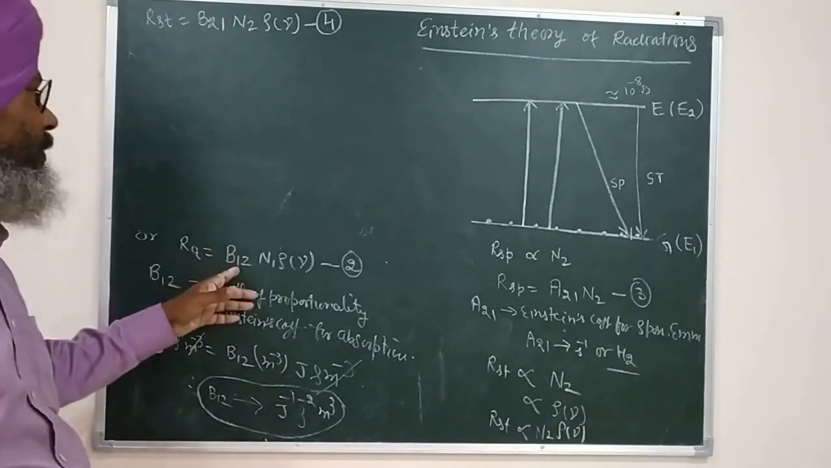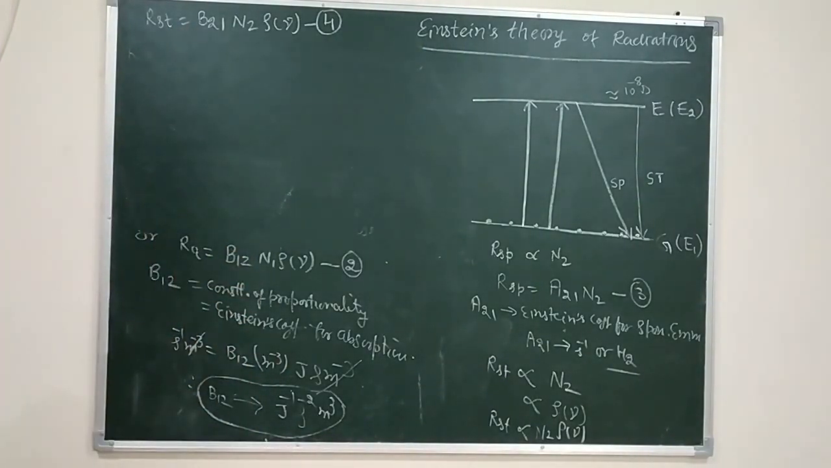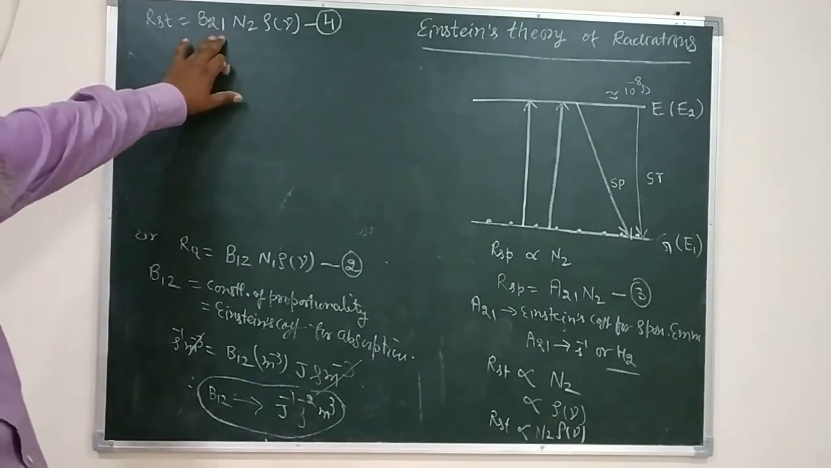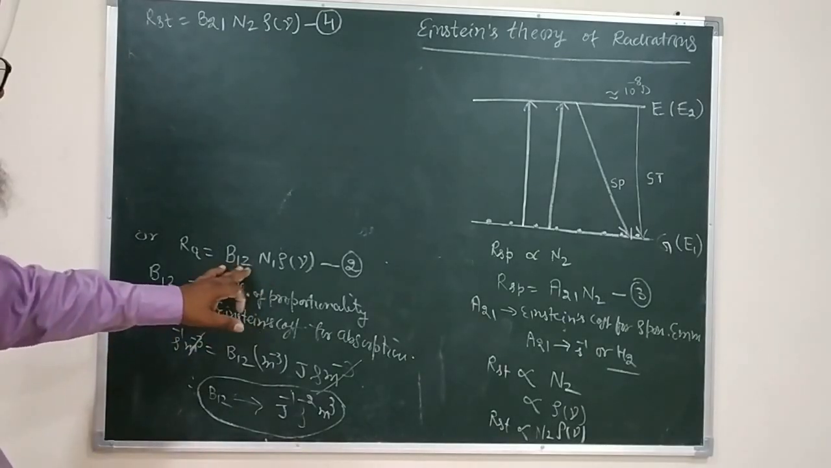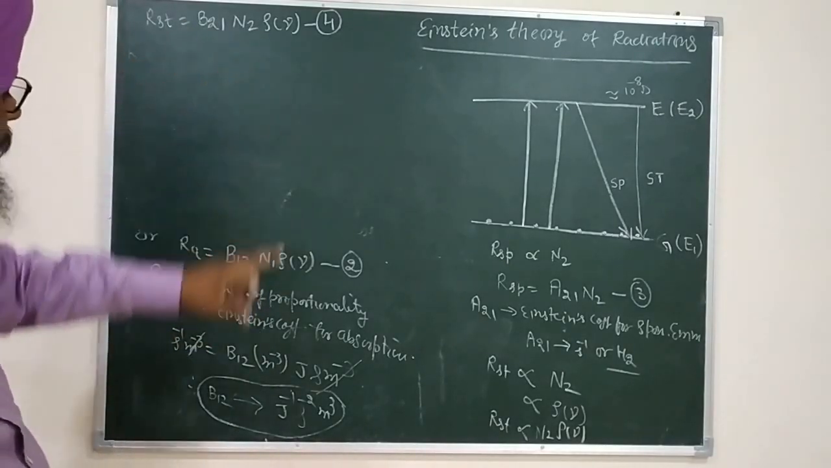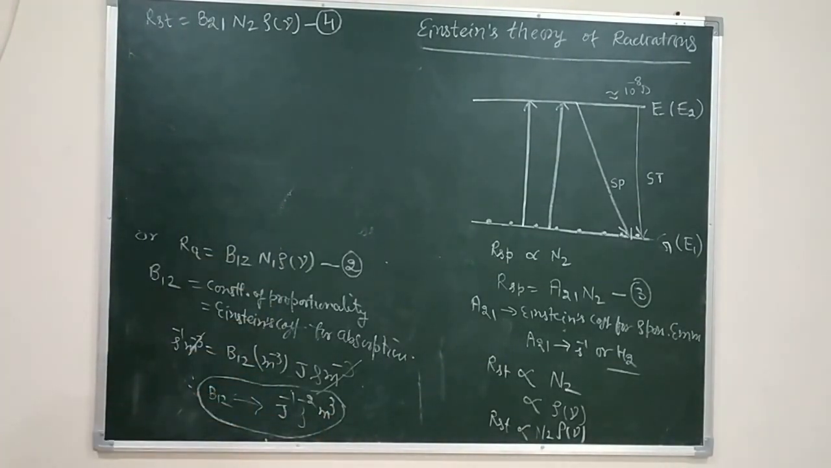1, 2 tells it is in the absorption process, 2, 1 tells it is in the emission process. This B21 is called Einstein coefficient for stimulated emission. It is very easy to verify, just as in case of B12, that the unit of B21 will be the same as that of B12, that is joule minus 1, S minus 2 and meter cube.